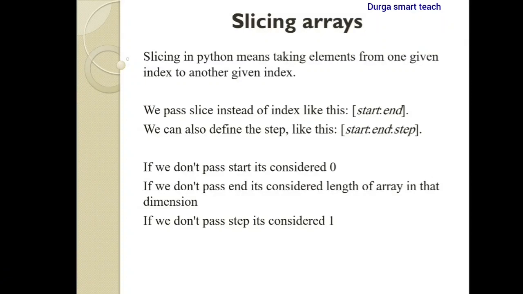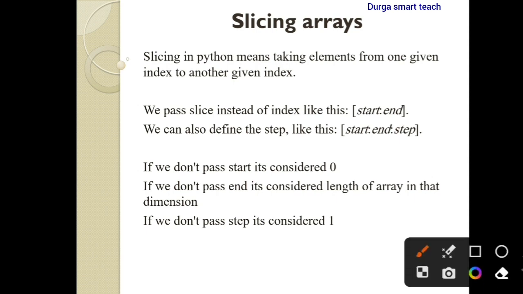Today I am going to discuss slicing in arrays. In the last class we discussed indexing arrays, right? Indexing and slicing are used to access array elements. Slicing in Python means taking elements from one given index to another given index. So we can give a range, from starting to ending, by using slicing.